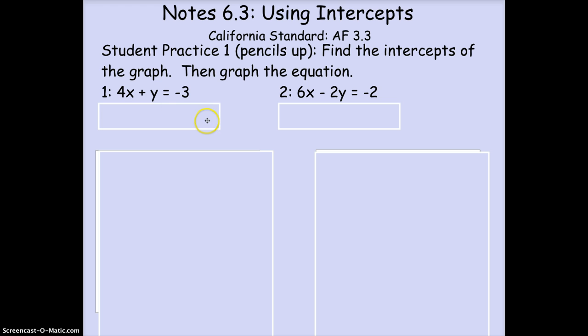Okay, let's go ahead and see how you did. For finding the y-intercept, we make x 0. 4 times 0, of course, is 0, so we don't even need anything there. So obviously y equals -3.